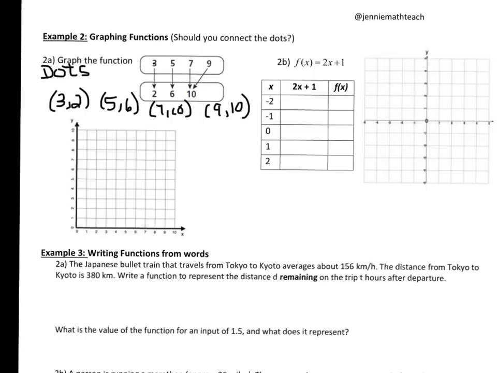So let's plot those. We're going to go 3 over on the x and 2 up on the y. There's the first dot. Next we will go 5 over on the x and 6 up on the y. There's the dot. 7 over and 10 up all the way to the top, and then finally 9 over and 10 up. That's it. Do not connect the dots. We can verify by looking at the graph. None of those dots are stacked up. It is a function. It wasn't asking us if it was, but it is. Next, I'm going to walk you through 2b because this one is its own different kind.